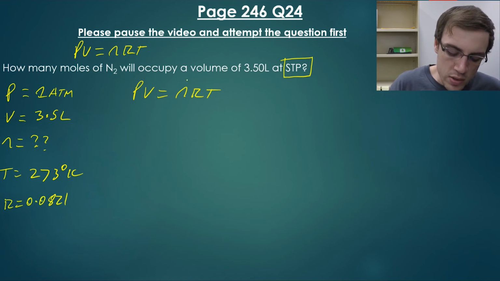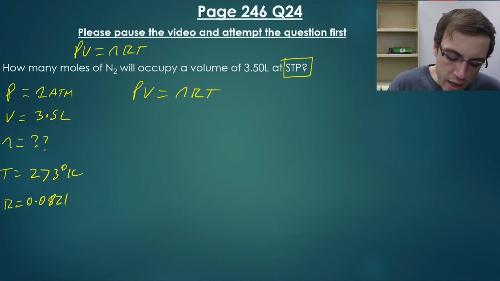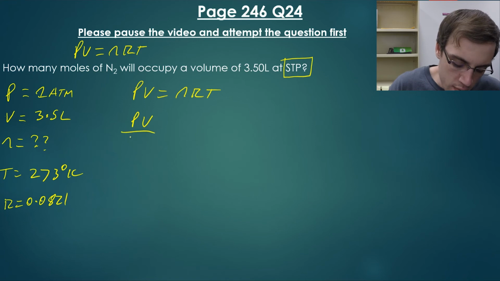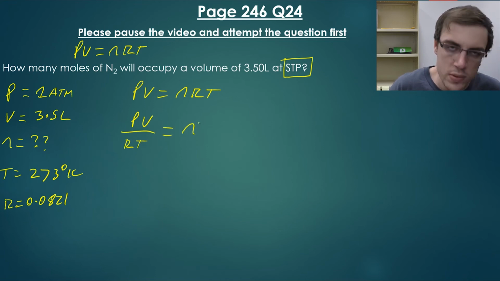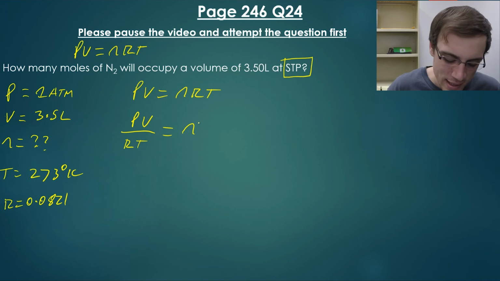So this is a multiply. If I move this over, it turns to a divide. And the operation with temperature is a multiply, so that's also going to turn into a divide. By rearranging this equation, we will have PV over RT is equal to moles. So now it's plug and chug. We just plug in the values and chug out an answer.